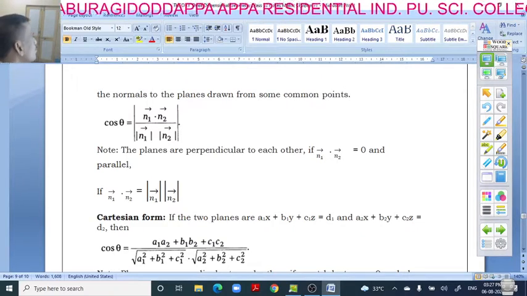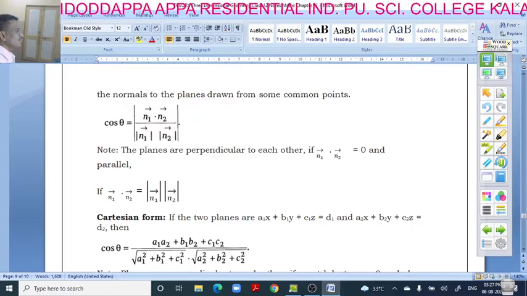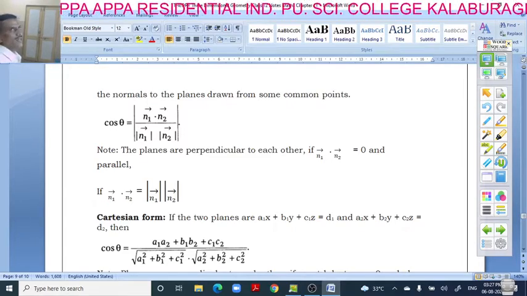The planes are perpendicular to each other if the dot product of these is equal to 0, and this is the condition for parallel planes.